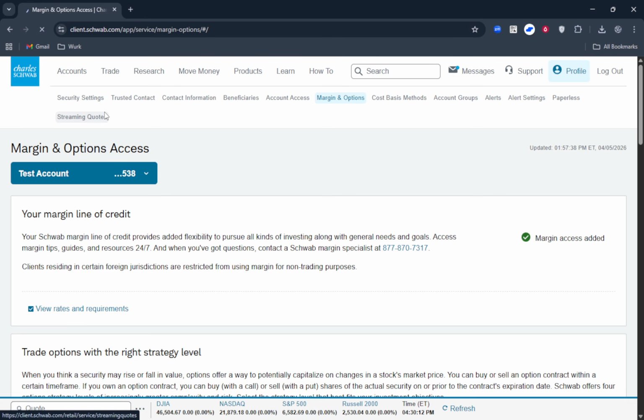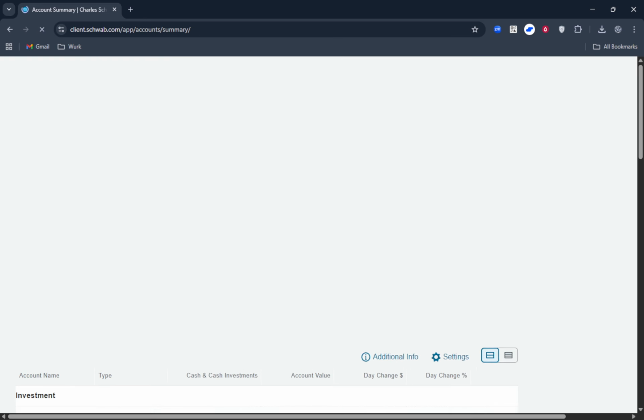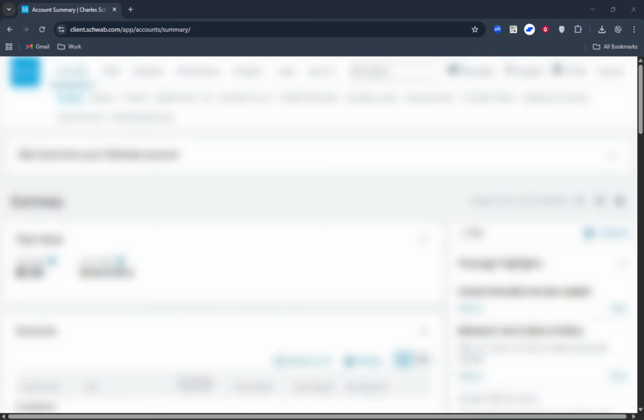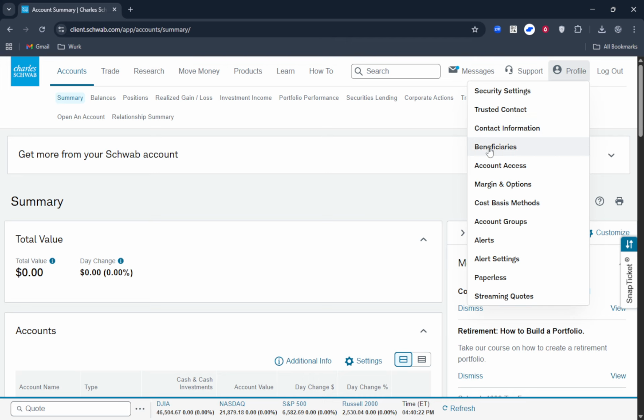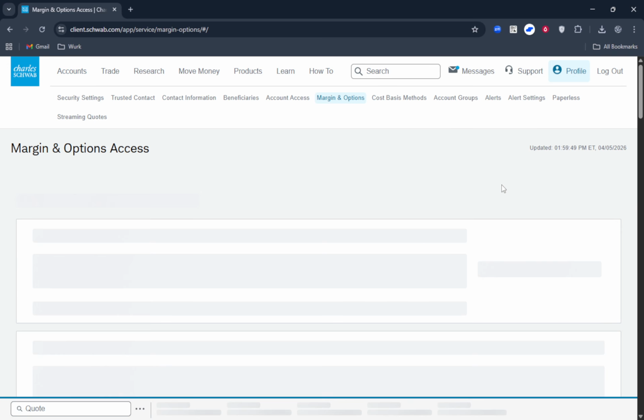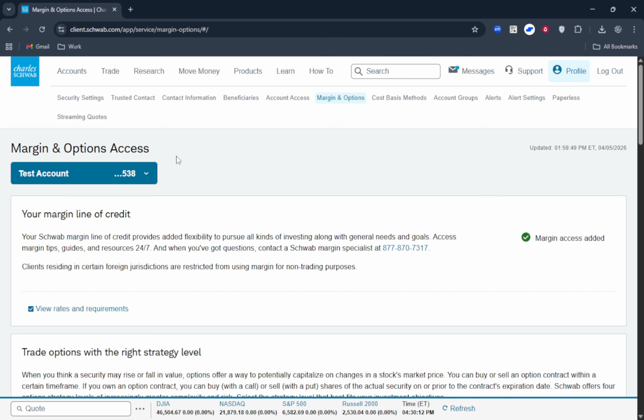Start by logging in to your Schwab account. From your dashboard, go to the Profile section, then look for the area labeled Margin and Options. If you have more than one account, select the specific account you want to enable. Next, choose Apply for Options Trading. You'll be asked to pick the options level you're seeking.